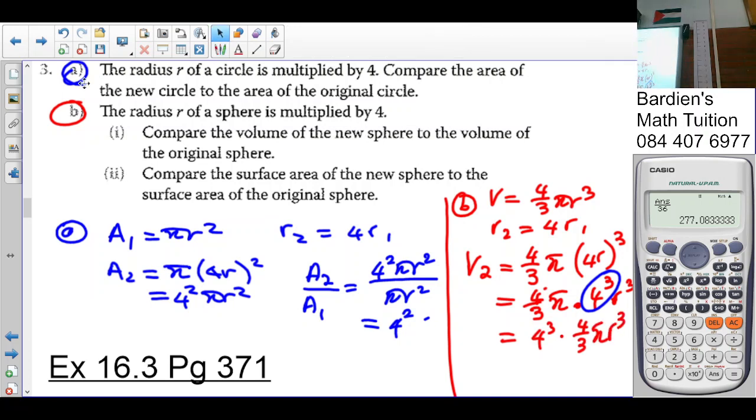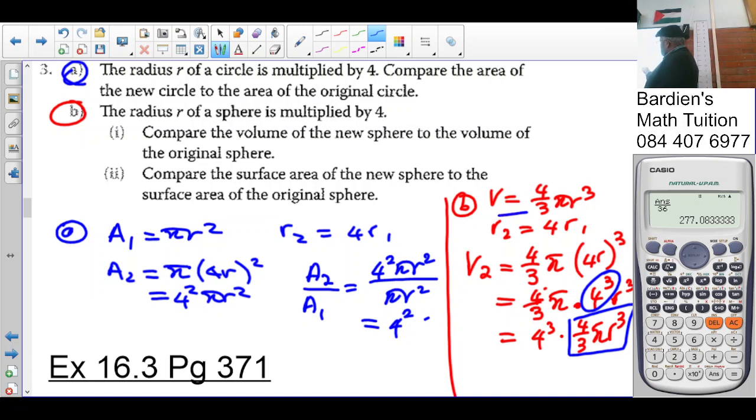So what do you notice now? 4 over 3 pi r cubed, this is what? The volume of the original sphere. Not so? So therefore, the second volume is going to be 4 raised to the power 3 times the original volume, which is equal to the new volume. Okay? This is number 1.